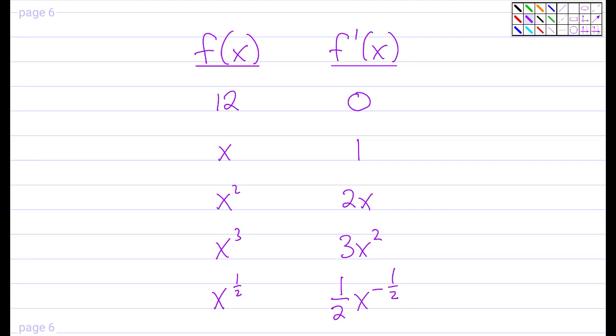That's it. In the next video, we'll try to find a pattern for all these expressions and come up with what we call the power rule.